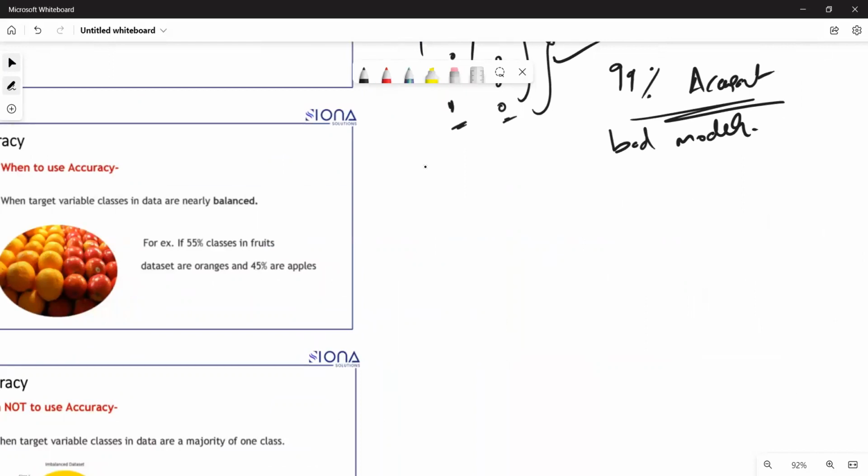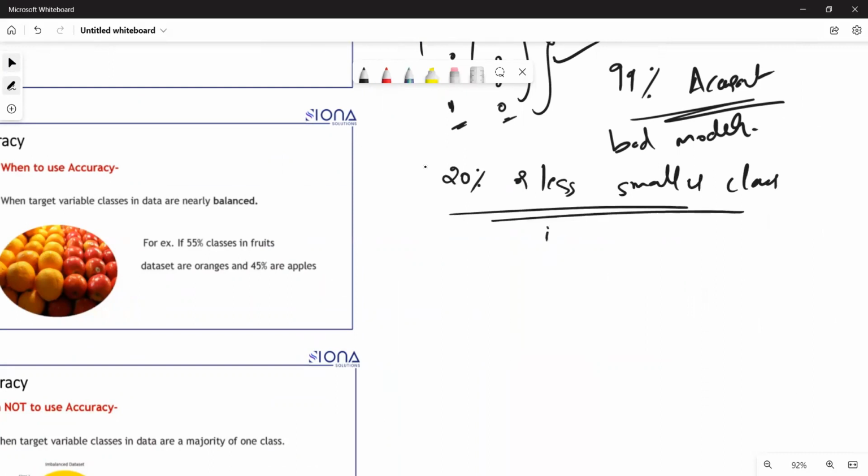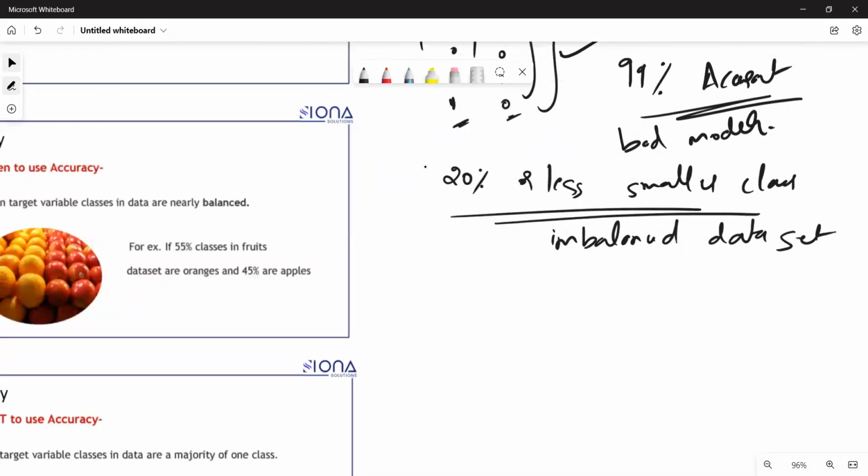So in general, I can say that if a database has 20% or less in the smaller class, this database would be an imbalanced dataset or database.